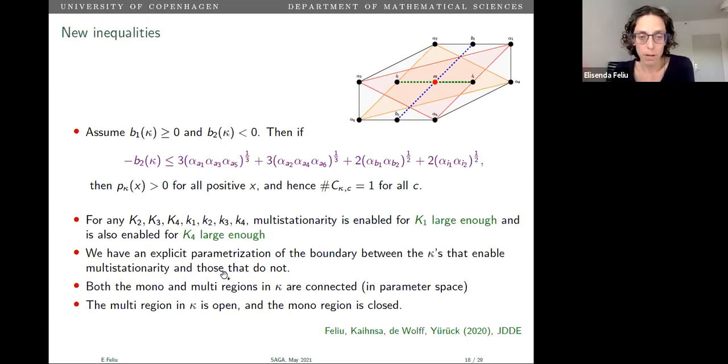We also could find an explicit parametrization of the boundary of the region where multistationarity occurs and does not occur. And then also exploring the Newton polytope, we could see that the 2 regions are connected in the kappas, and that the multistationarity region is an open set, and the monostationarity region is a closed set. So here it was somehow the first result concerning connectivity of the parameter region, but that's not the parameter region, right? That's the projection of the parameter region of multistationarity on the kappas.